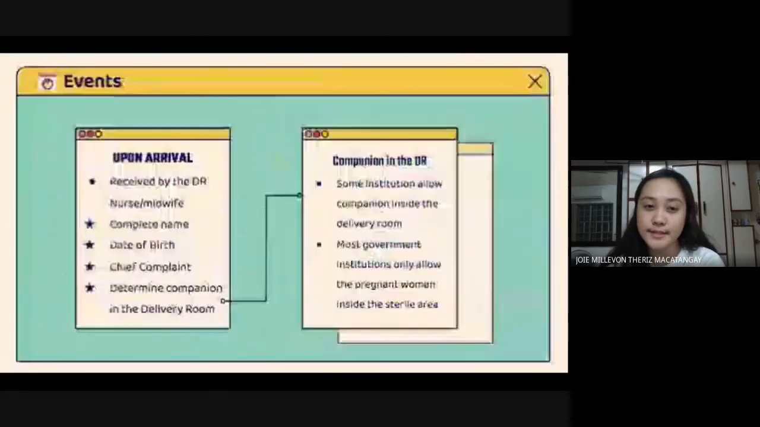So next is events. Upon arrival, the patient is received by the DR nurse or the midwife. So hinihingi po namin yung complete name, yung date of birth, yung chief complaint, and dinadetermine po namin yung companion nila in the delivery room. Yung companion po in the delivery room, some institutions allow companions inside, but most government institutions only allow the pregnant woman inside the sterile area.